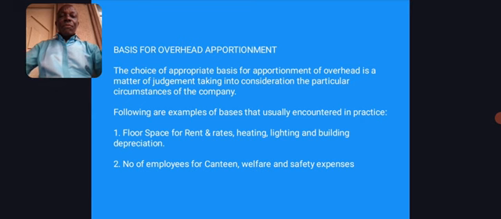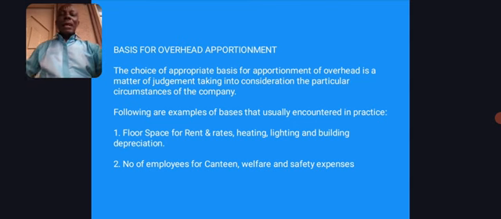Another example of a cost that we can also use floor space to handle is costs like lighting and building depreciation. We can also use floor space to determine this. Now, let's look at the second example of basis for apportionment. The second example here has to do with the number of employees.